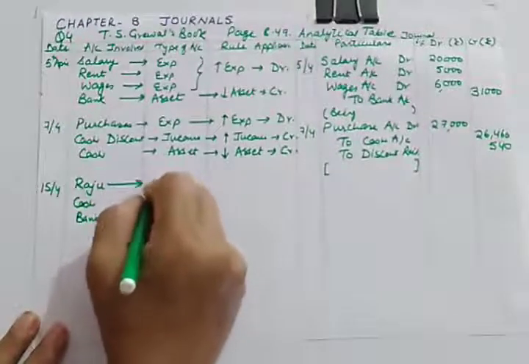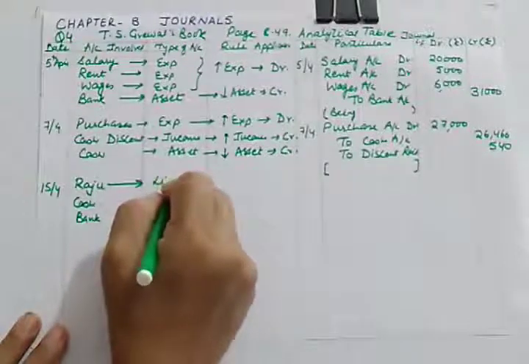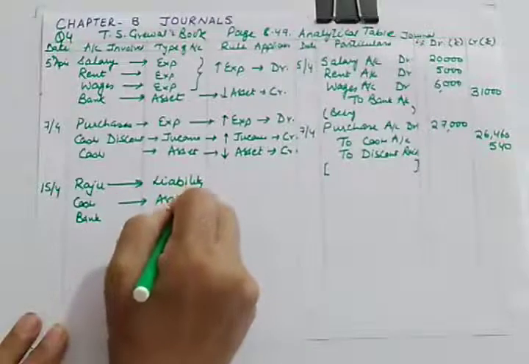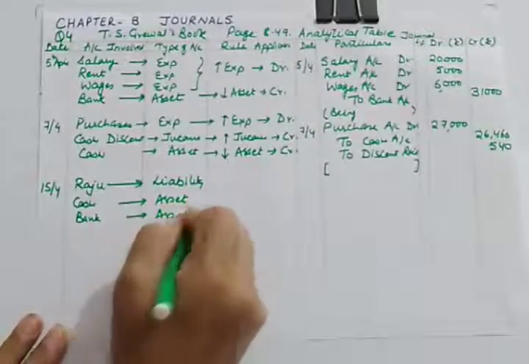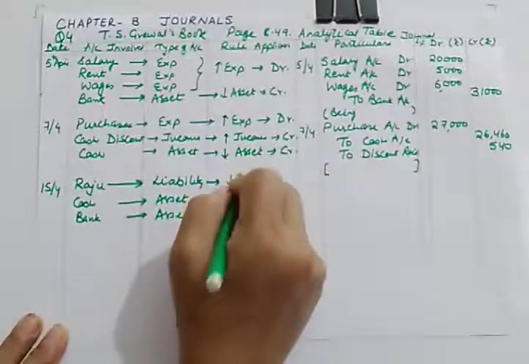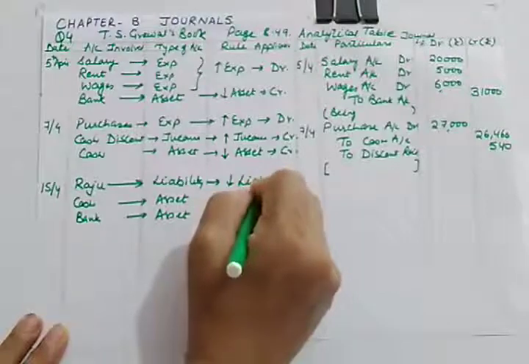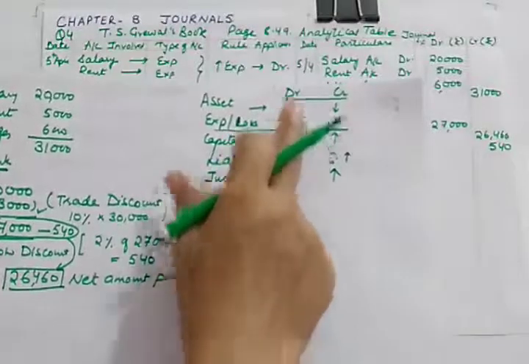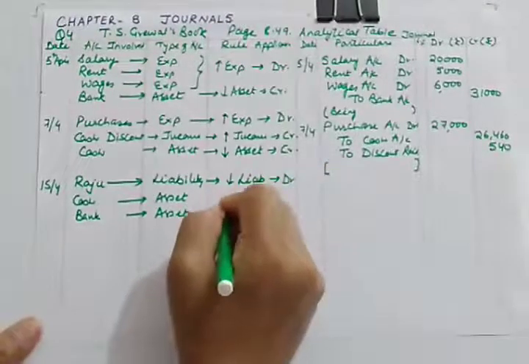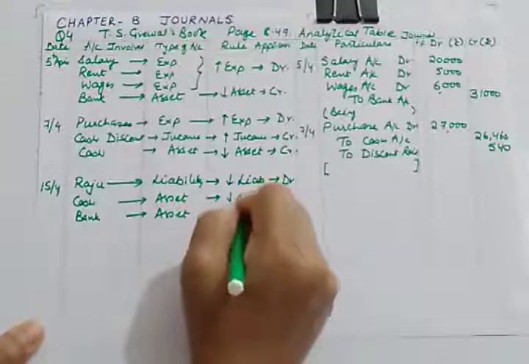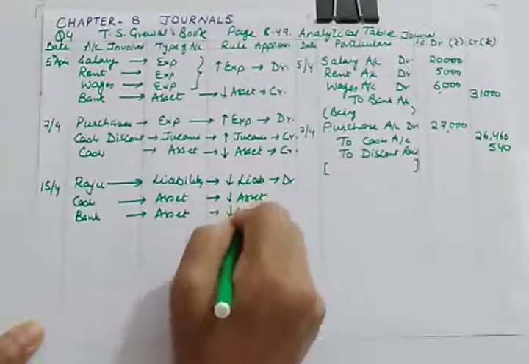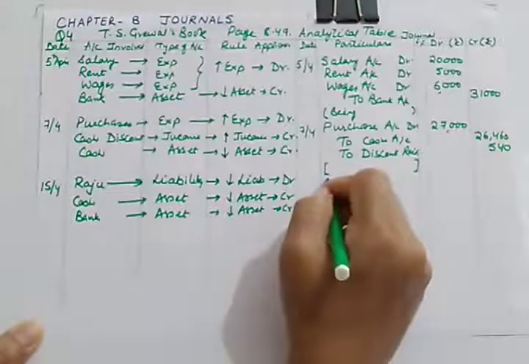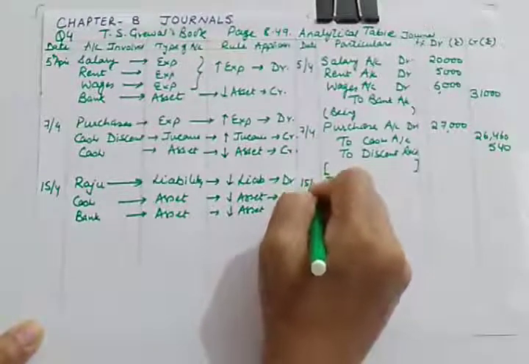You are making payment to Raju, so Raju is your liability. Cash again asset, and this is also asset. Now let us see what is happening to liability. Your liability decreases. Decrease in liability, you know the rules. Decrease in liability will be debited. And assets, here asset is also decreasing. So what is to be done when asset decreases? Credit and credit. So final entry on 15th April.